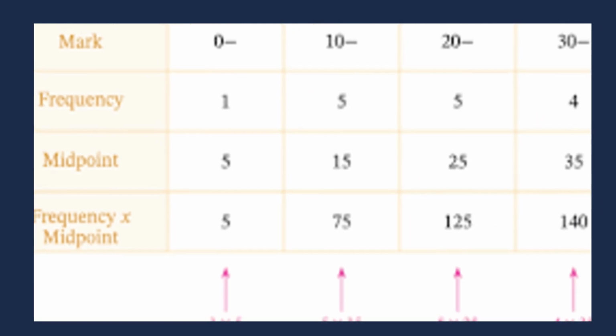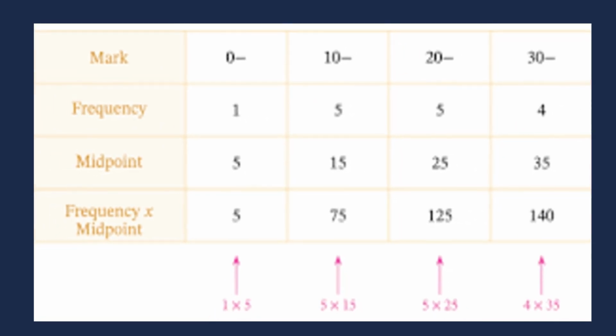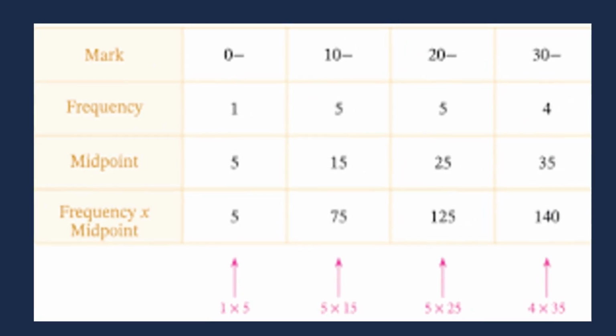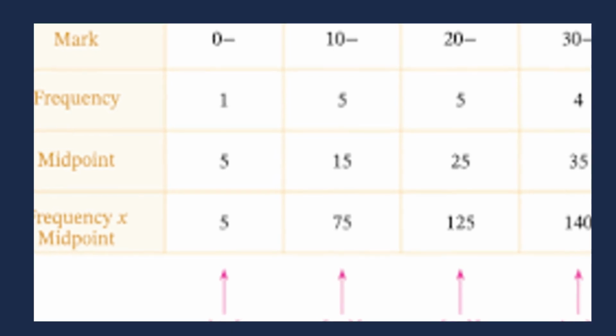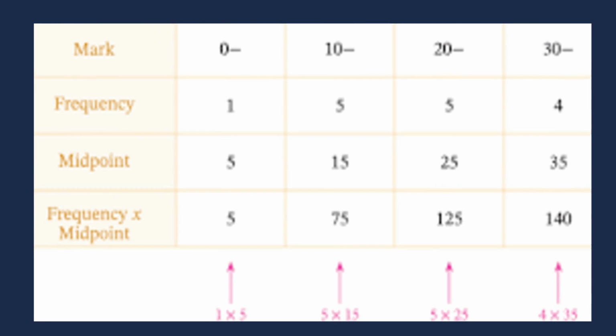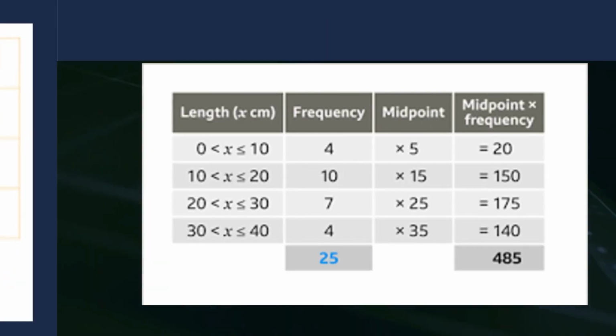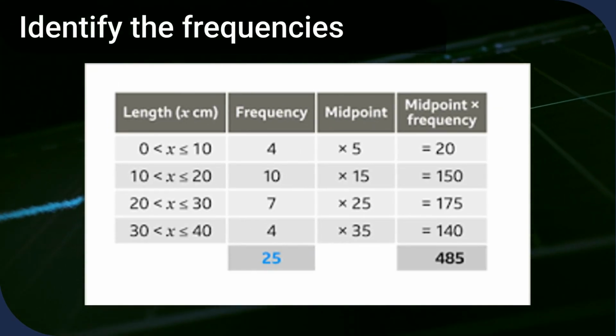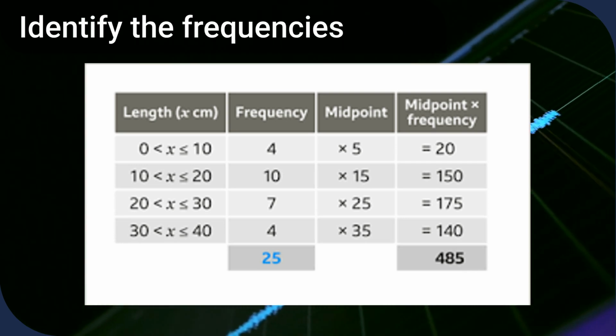The variable is the characteristic that we are measuring. The classes are the different categories that the data is divided into. And the frequencies are the number of times each class occurs. Once you understand the frequency table, you can identify the frequencies.